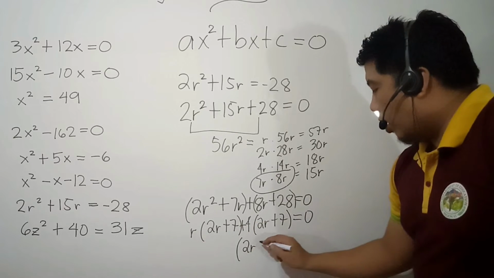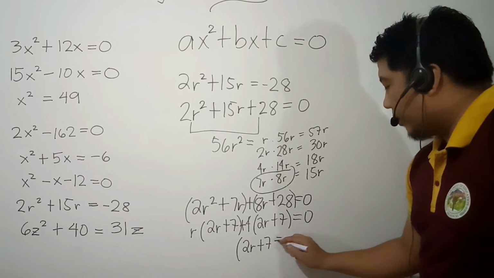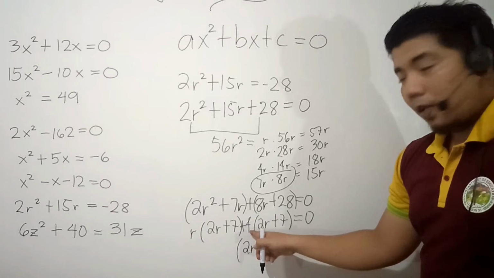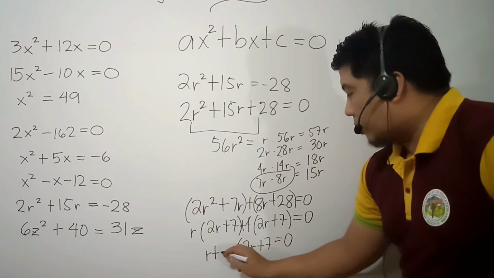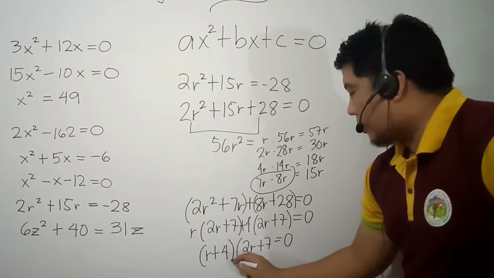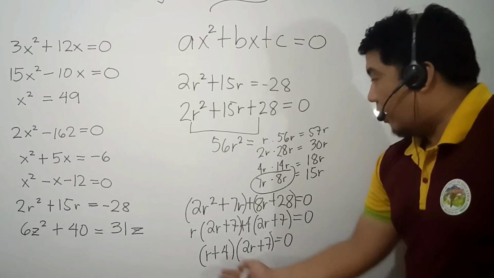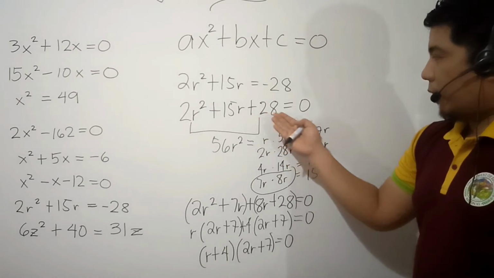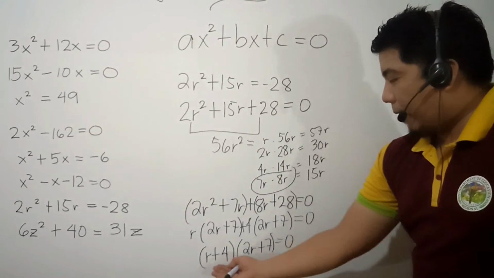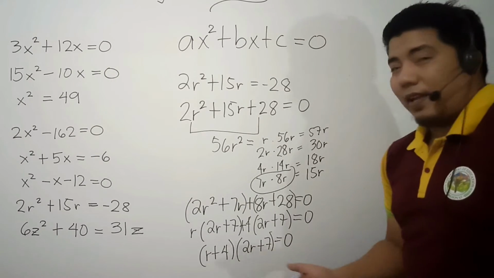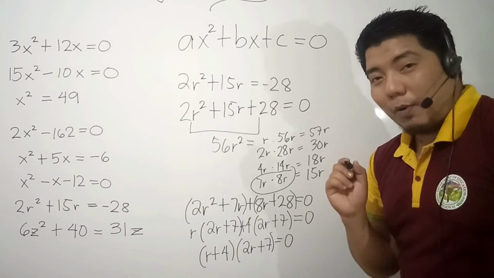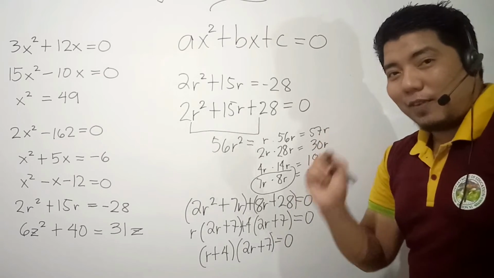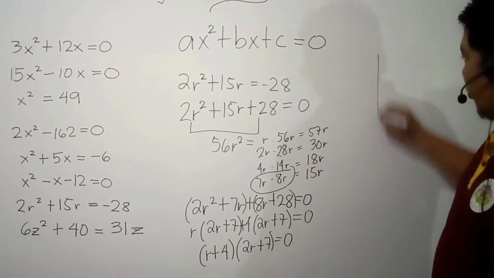So, 2r plus 7. Now, this r and this plus 4 here, you will put them together. So that is r plus 4, and that gives the factors for this given equation. So 2r squared plus 15r plus 28, the two factors are r plus 4 and 2r plus 7. Question, did we answer our problem? Not yet, because we don't know the values of r. Now let's separate the two values.